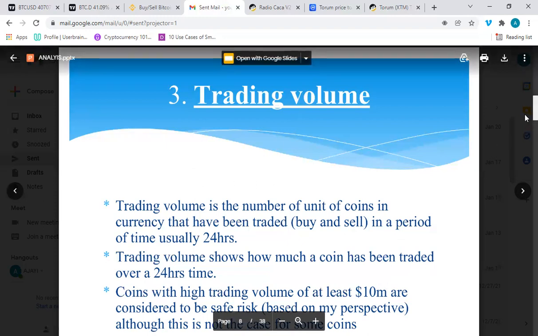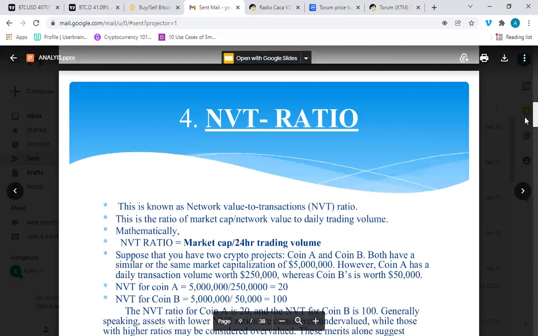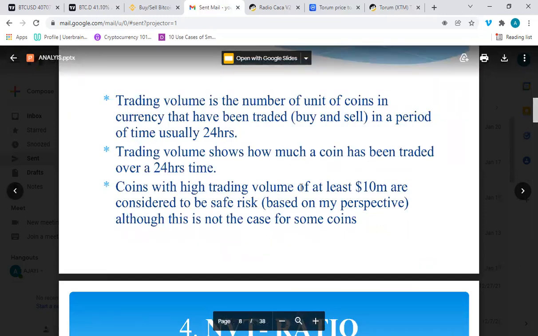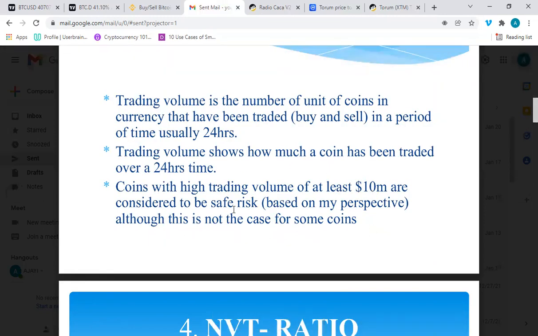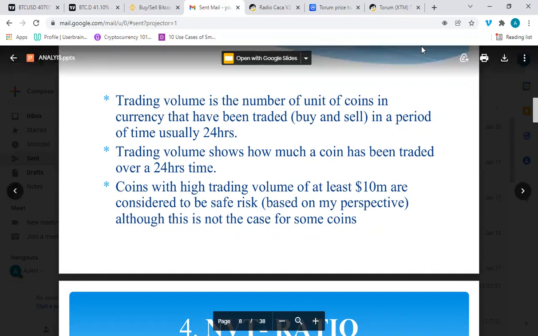Now see something else. I said coins with a high trading volume of at least $10 million are considered a safe risk, based on my own perspective. I said this is not the case for some coins. Now, the trading volume is not the only criterion you check in knowing if a coin is good, but it's actually part of it.